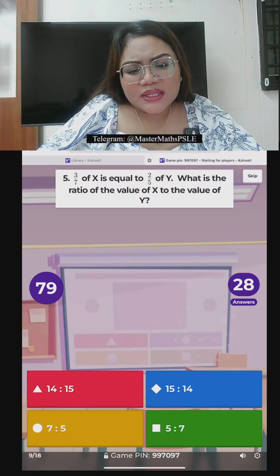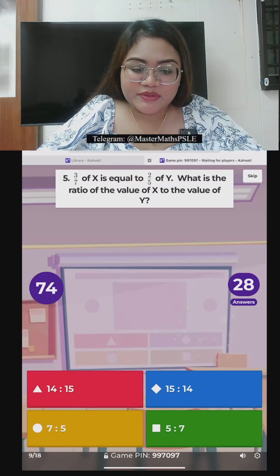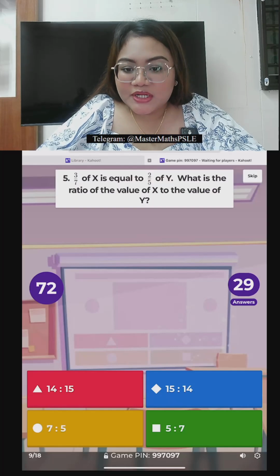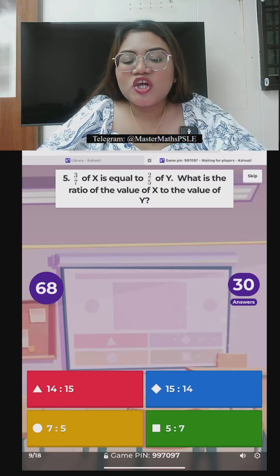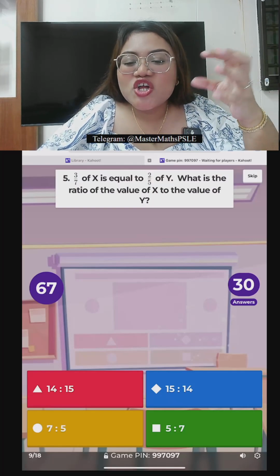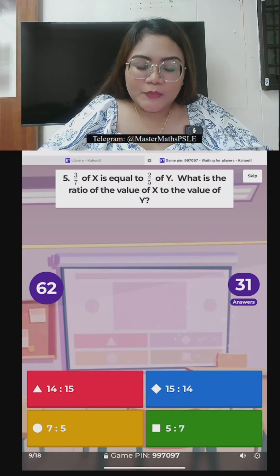For those of you who are a little bit unsure, the Kahoot pin is 997097, by the way. For those of you who are a little bit unsure of how to approach this question, you can draw a model to help you. Okay? You can draw a model to help you.